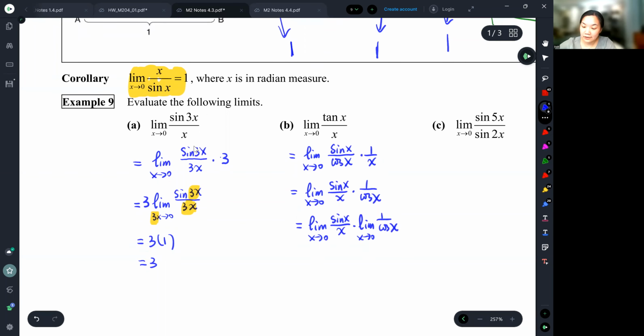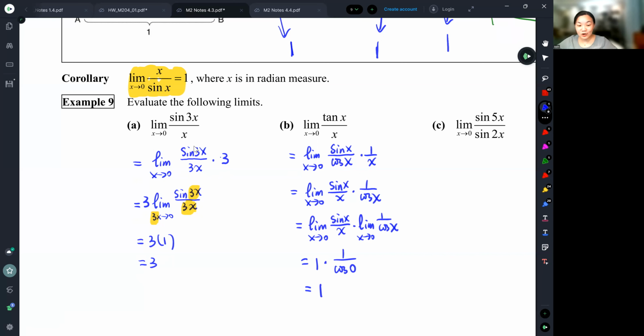Okay. Now, the first, like I said, we already worked it out. So the first one is 1. The second one is continuous at 0. So it's okay. You just do substitution, and then you will get 1. I know it may look very scary with the cosine, but cosine is continuous. And 1 over cosine is also continuous at 0. So you can just put it.